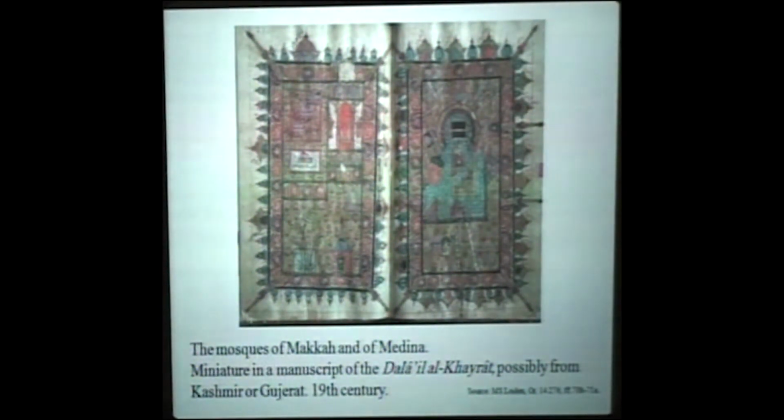Here, a different style coming from Kashmir. I first thought so, but I have added in my description Gujarat also, because last year in the National Library in Paris, I found a manuscript with almost the same illustration of Mecca here, Medina there, where it was explicitly said it comes from Gujarat. But I'm not sure that this is coming from there, a 19th century manuscript. You see it is very abundantly made, very colorful. I'm not sure that you can see it on the projection, but the gates of the great mosque in Mecca have their names written here.